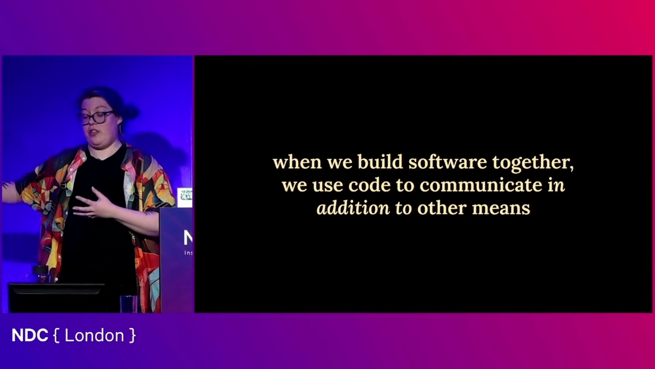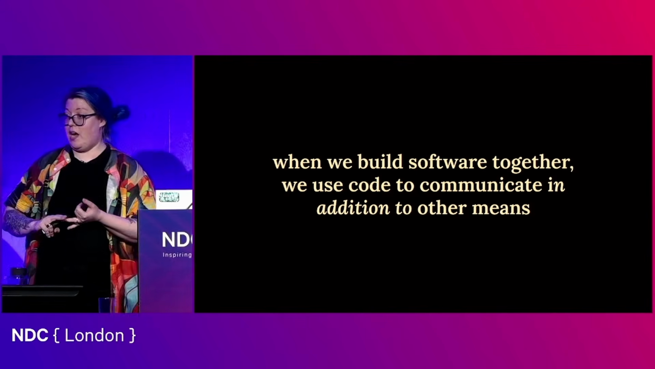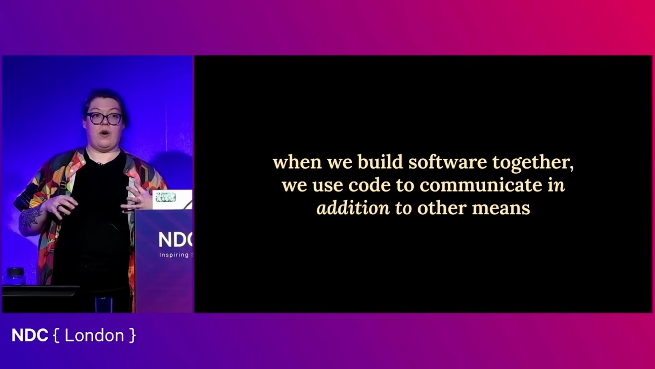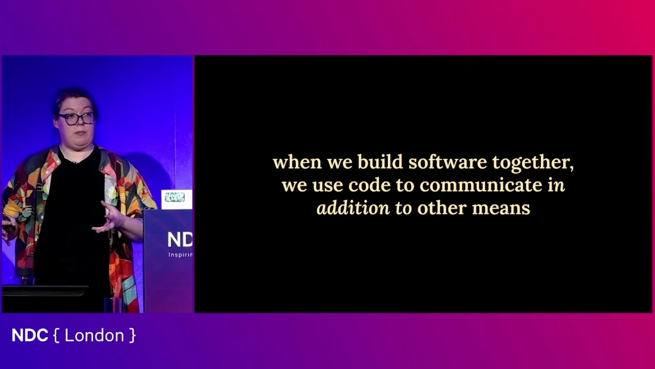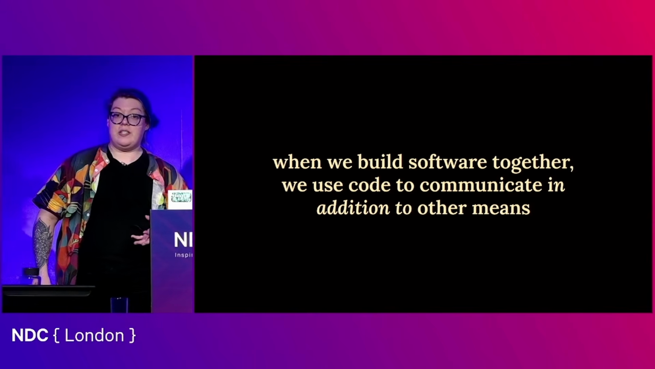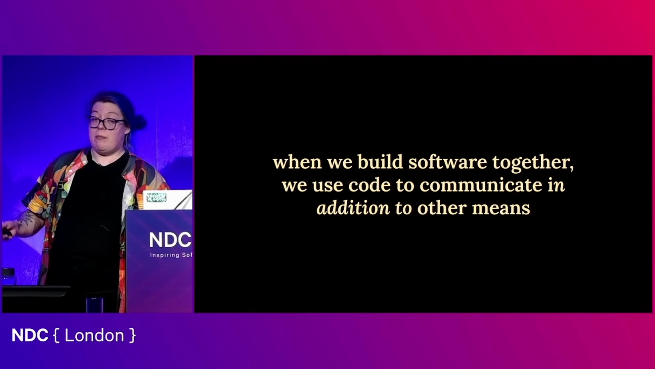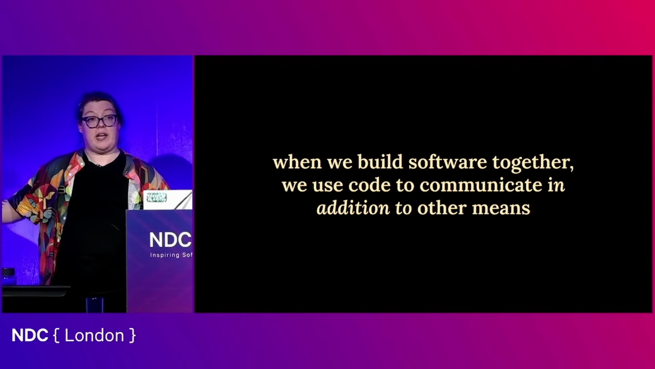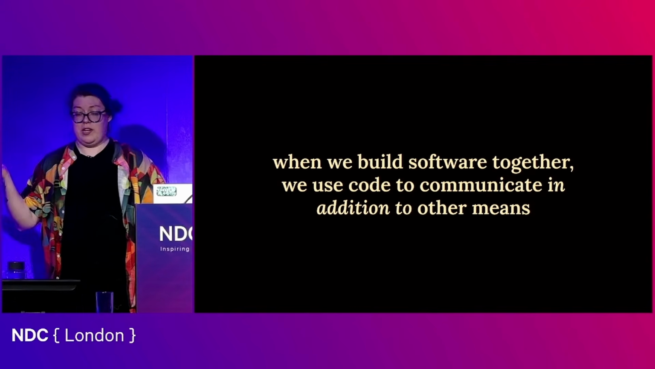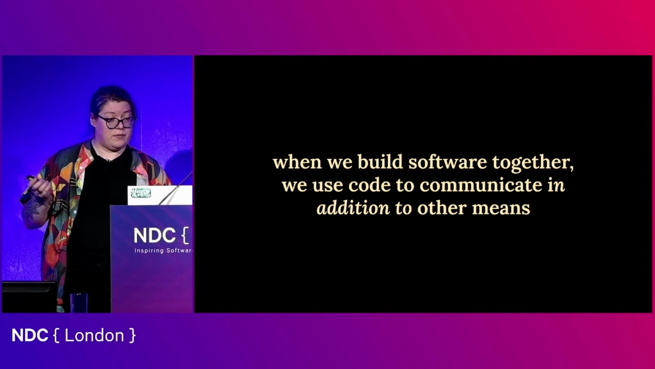And when we build software together, we use code to communicate in addition to other means. And those other means, meetings, GitHub tickets, GitHub issues, all of these things, we come to think of as our primary method of communication with other people, but code is also there. And there are things we can do to make our code a more effective tool of communication between us when we write software. I would like to introduce us to our third philosopher of the day.